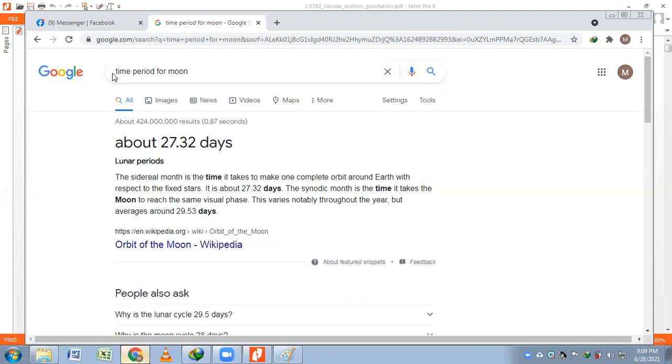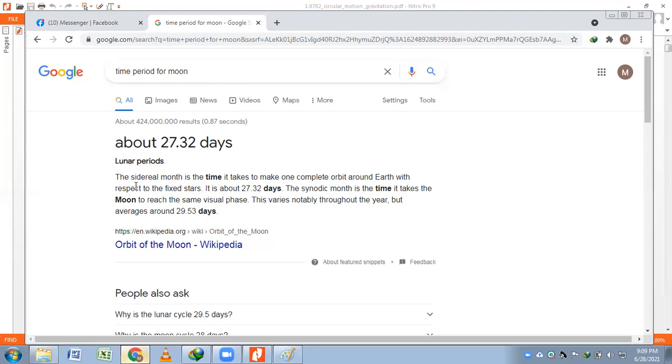So we see the moon goes around the Earth in about 27.32 days, give or take. Here it says that the sidereal month is the time it takes to make one complete orbit around Earth with respect to the fixed stars. It is about 27.32 days. The synodic month is the time it takes the moon to reach the same visual phase. This varies notably throughout the year, but averages around 29.53 days.